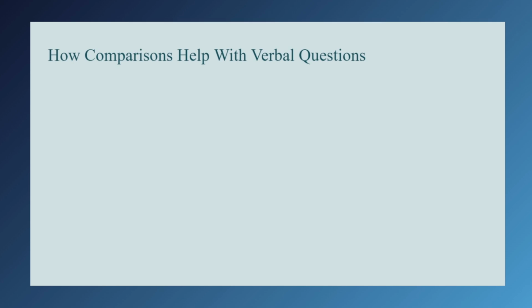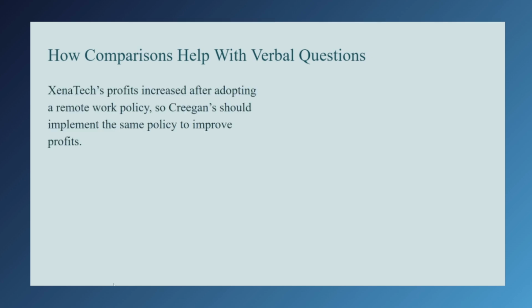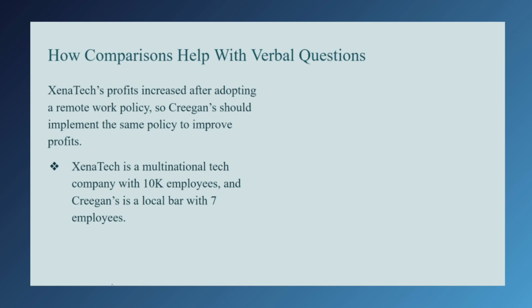Arguments often use comparisons between groups, time periods, or situations. Identifying whether those comparisons are valid or flawed can help us spot strengths or weaknesses in arguments. For example, Xenotech's profits increased after adopting a remote work policy, so Cregan should implement the same policy to improve profits. What if an answer choice was: Xenotech is a multinational tech company with 10,000 employees and Cregan's is a local bar with 7 employees? This would weaken the argument by showing that the two businesses being compared are very different, and it's quite likely that the ability to go remote and the outcomes from switching their workforce to remote would not be the same.